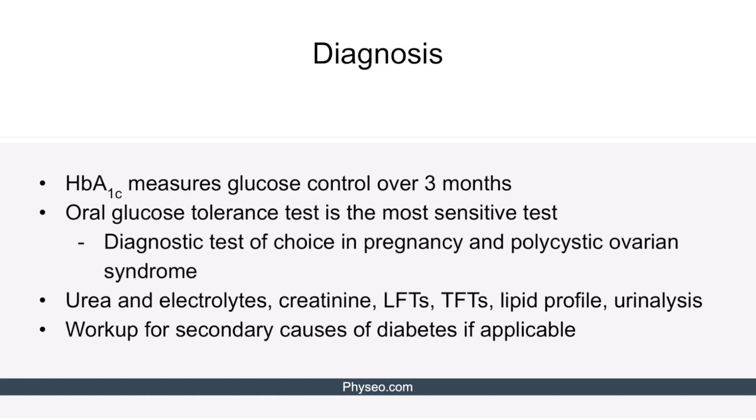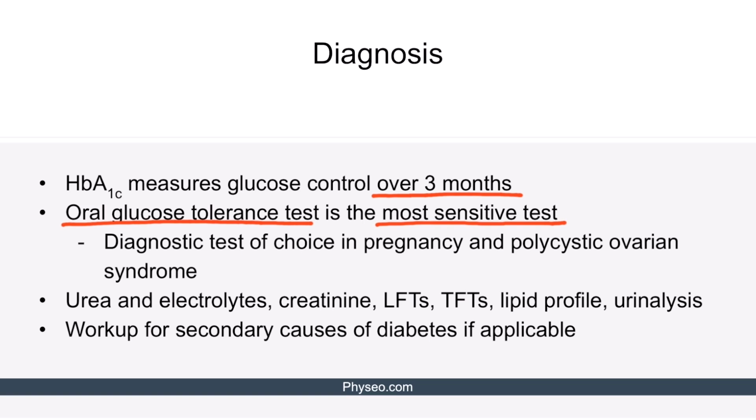As already mentioned, hemoglobin A1c measures glucose control over the last 3 months, and it's actually the best test to monitor long-term glucose control in diabetic patients. The oral glucose tolerance test is the most sensitive test of all, and it's therefore the diagnostic test of choice for screening in pregnancy and PCOS.